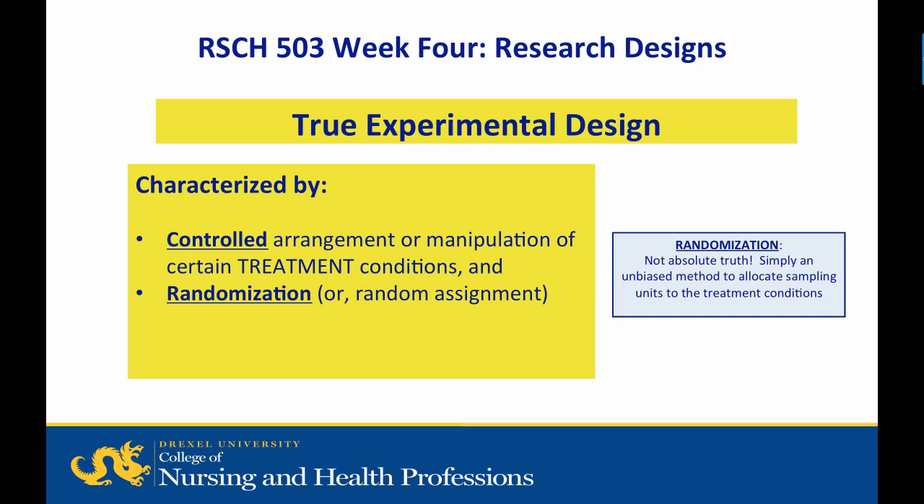True experimental design is characterized by randomization, researcher-controlled manipulation of the independent variable, and researcher control of the experimental situation, including a control or comparison group. Randomization is an effort to control bias. It is not absolute truth. It is simply an unbiased method to allocate sampling units to the treatment conditions.